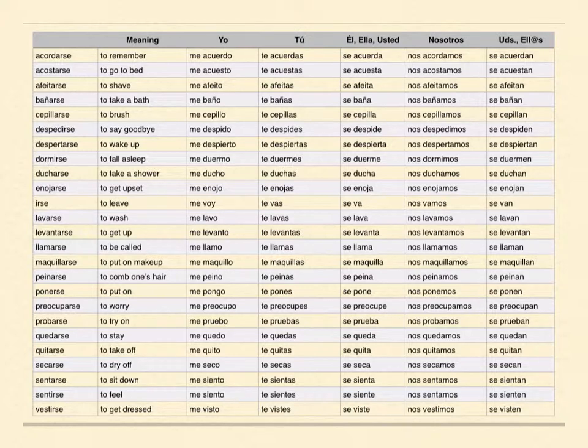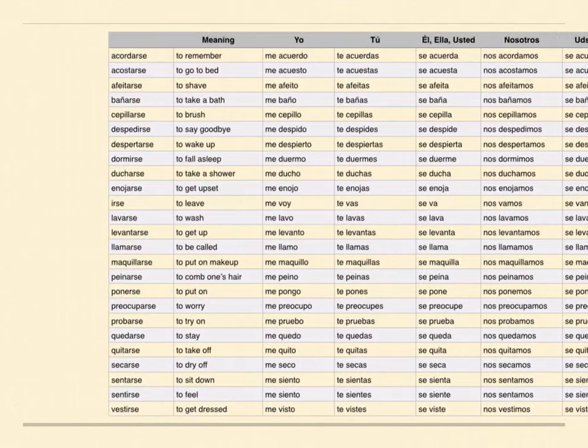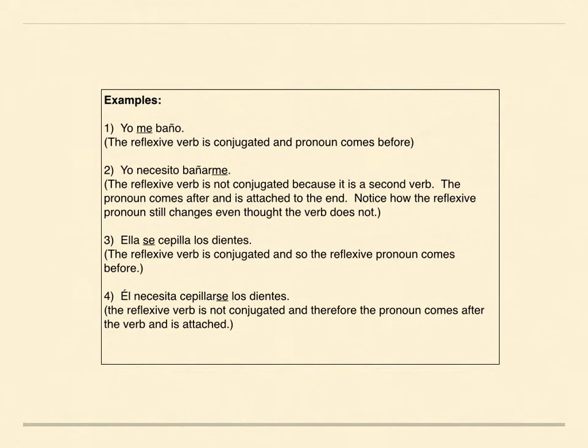We will use these to describe our daily routines. Here are some examples. Example 1. Yo me baño. The reflexive verb is conjugated, and so the pronoun will come before it. Notice how the se disappeared off of the back part. The verb is bañarse. Again, the se was taken off. It turned into me because we are referring to yo. And it gets placed in front of the verb. So we end up with yo me baño. Or we could shorten it and just say me baño.